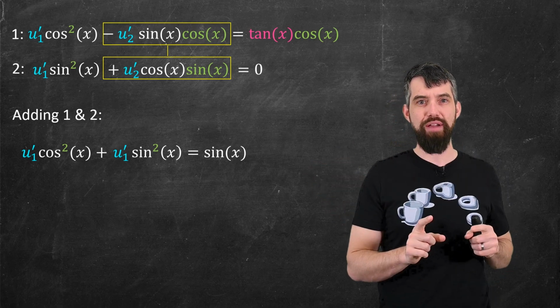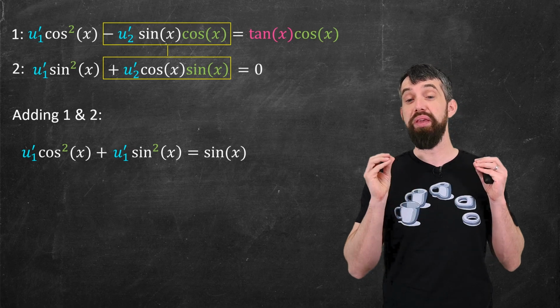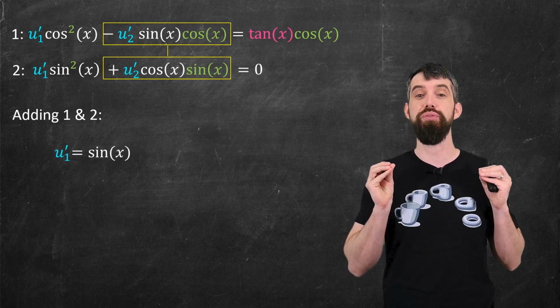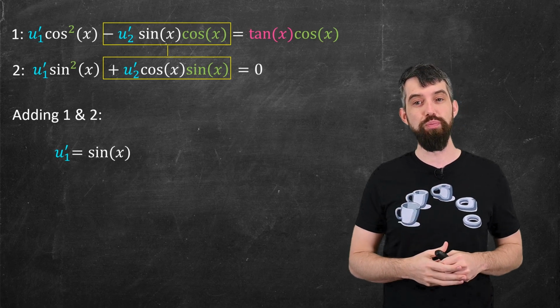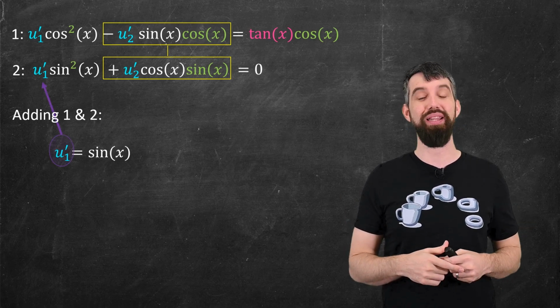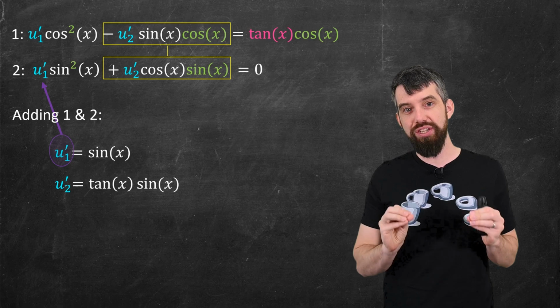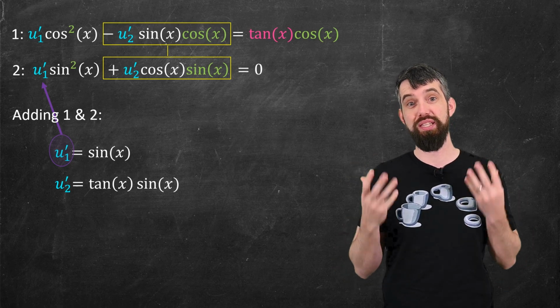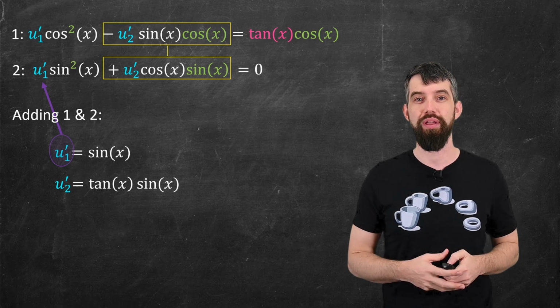Regardless, I look here, I've got cos squared plus sine squared. That can be combined to 1. And now I have u1 prime, at least, equal to sine. If I want to get to u2 prime, I just plug sine in, and you can quickly get that u2 prime is tangent times sine. A bunch of substitution in, a bunch of solving for this system algebraically, and I've got this result.